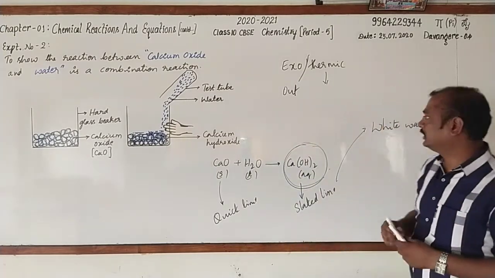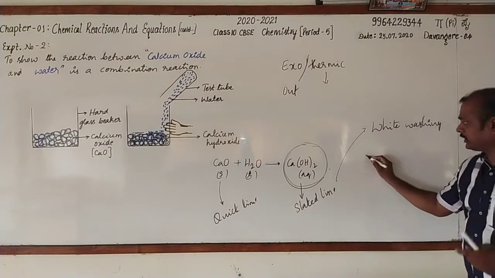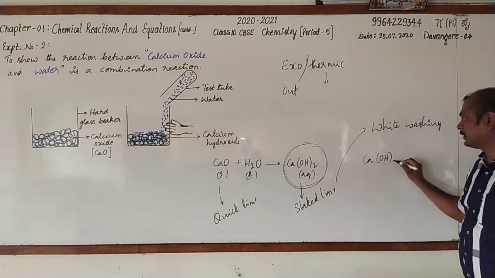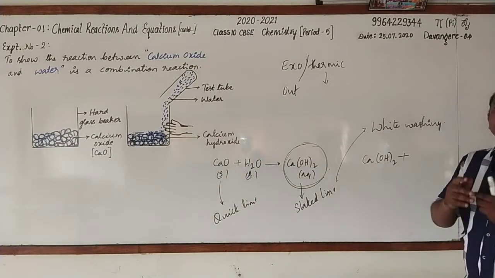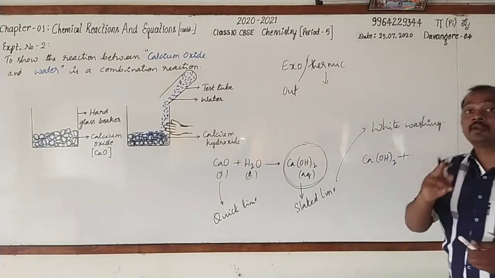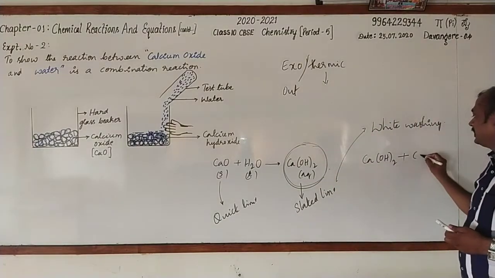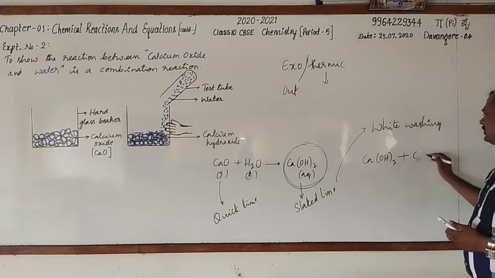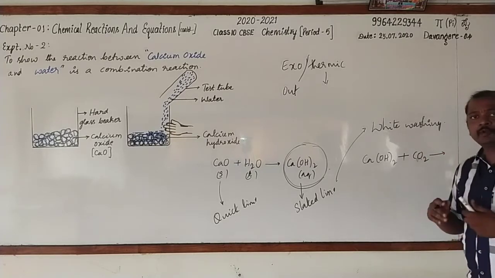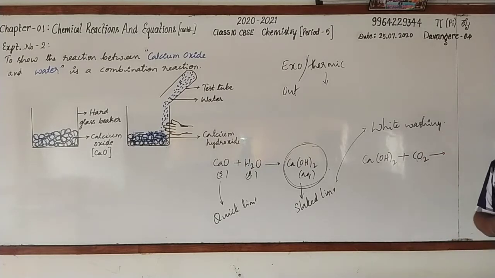Yes, let me tell you that. Here, when calcium hydroxide is applied to the wall, it slowly reacts with carbon dioxide present in the atmosphere, that is CO2. And after 2 to 3 days, the wall gets a shiny appearance. It is because of a thin layer which is formed on the wall. It is calcium carbonate, CaCO3, and water gets evaporated.